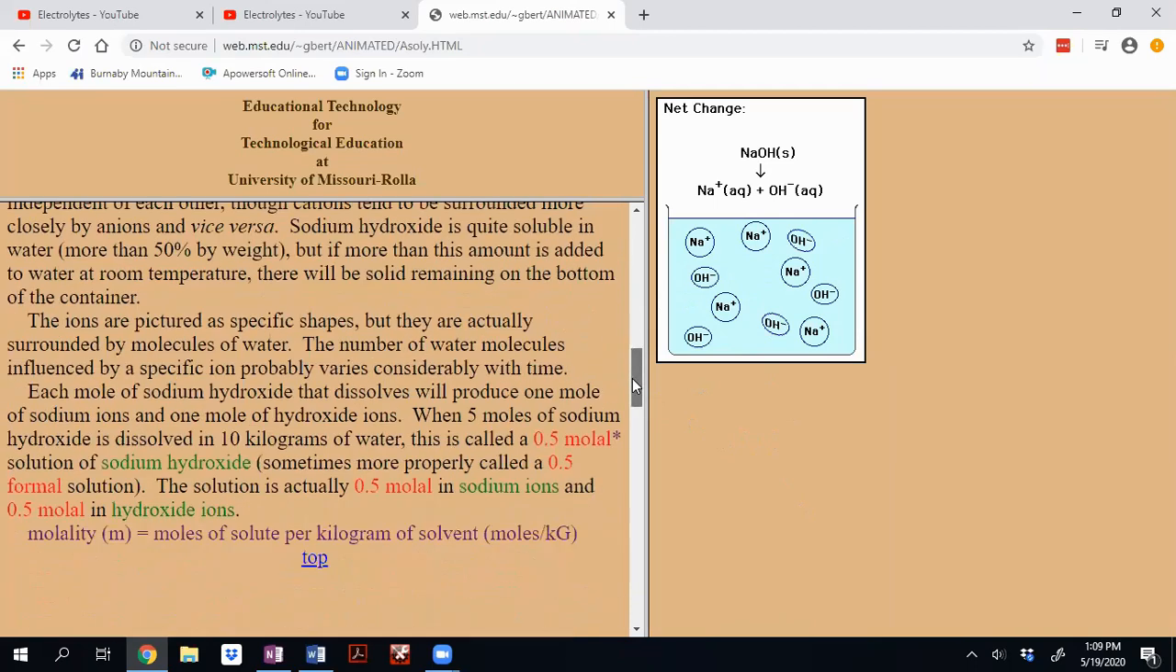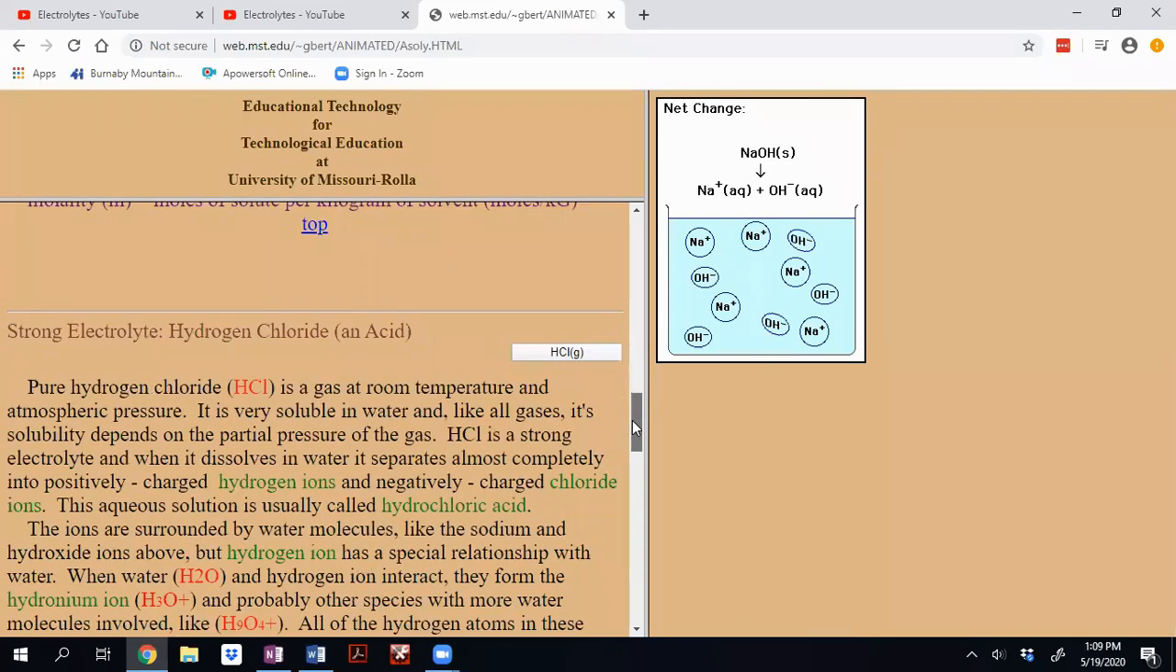Okay, and do we have another one? Yes, we have an acid, and I don't really think we touched on acids. But hydrochloric acid, when it's not actually dissolved in water, it is a gas. It's not a solid. So let's watch it go into solution.